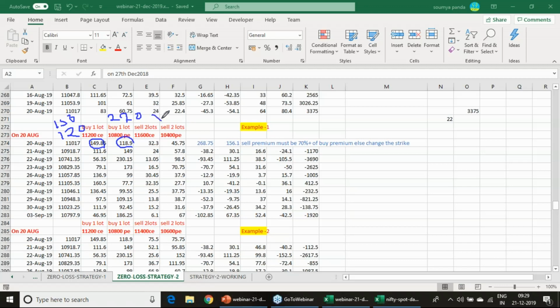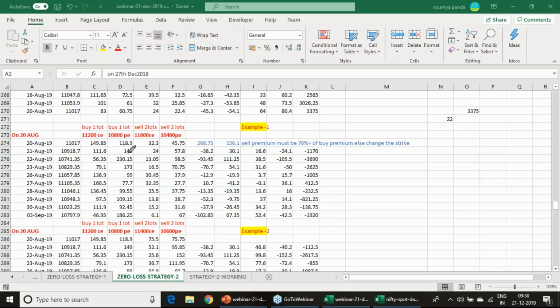And you must get a minimum of 70% of that. The sell premium must be 70% plus of the buy premium. Else you change the strike. A different strike you can choose.